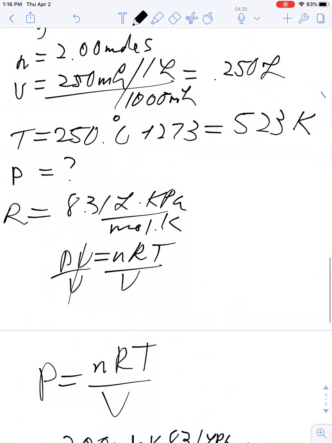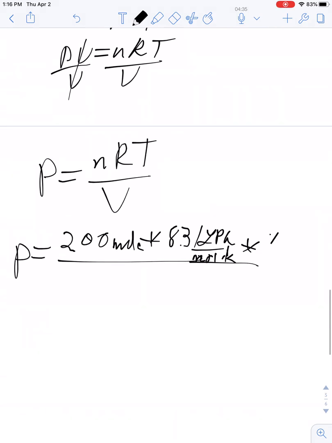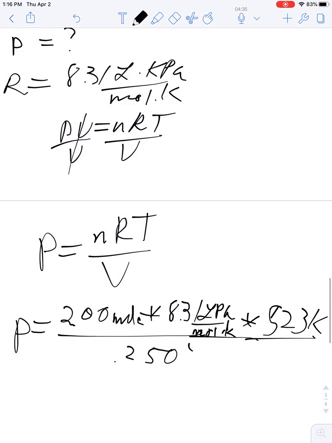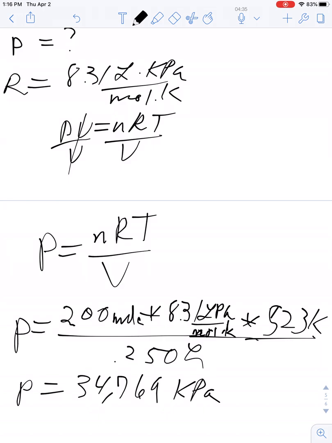All right, temperature. All right, volume is 0.250 liters. Calculate the pressure. And we get a very high pressure. Oops. Okay. So that's how you do it if you were solving for pressure.